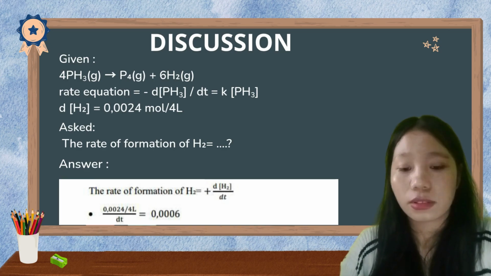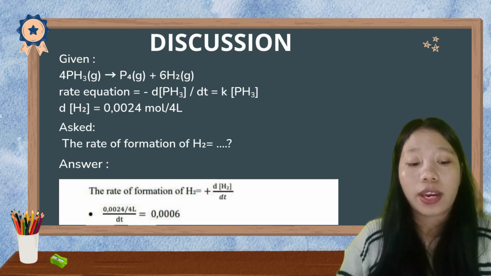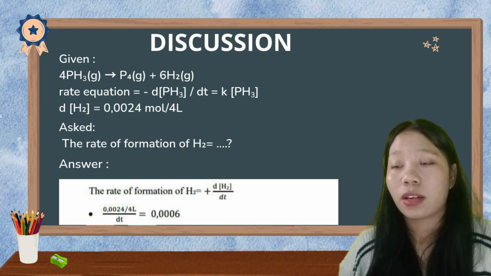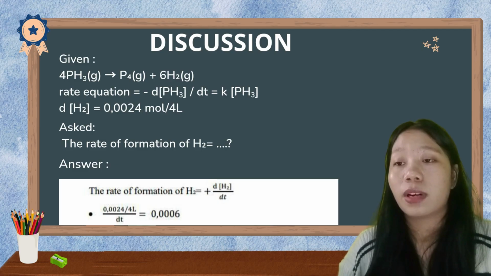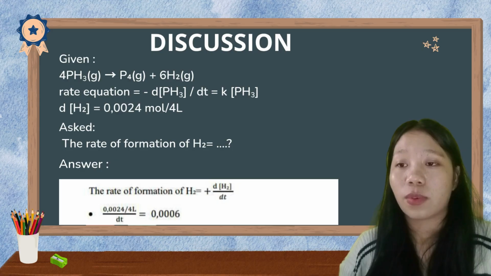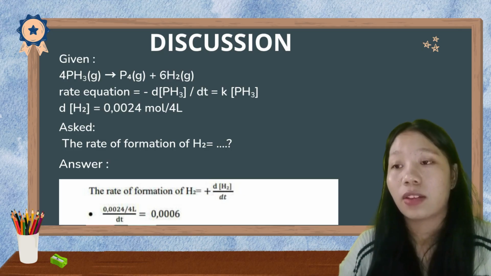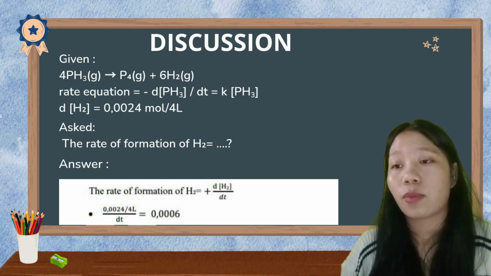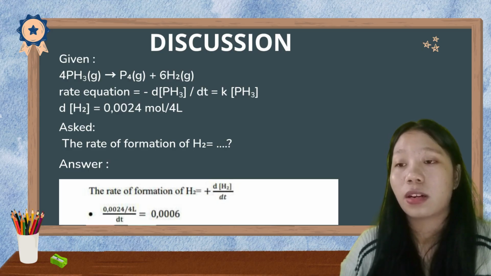Okay, let's solve the question. Discussion: given PH3 produces P4 plus 6H2. The rate equation is minus d concentration PH3 per dt equals K concentration PH3, and the amount of H2 equals 0.0024 mole per 4 liter. It asks for the rate of formation of H2.